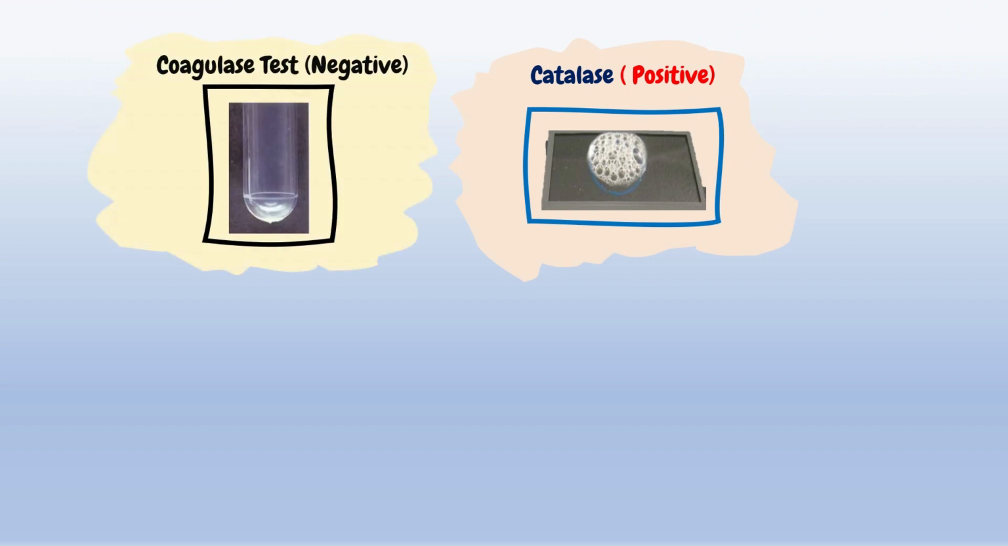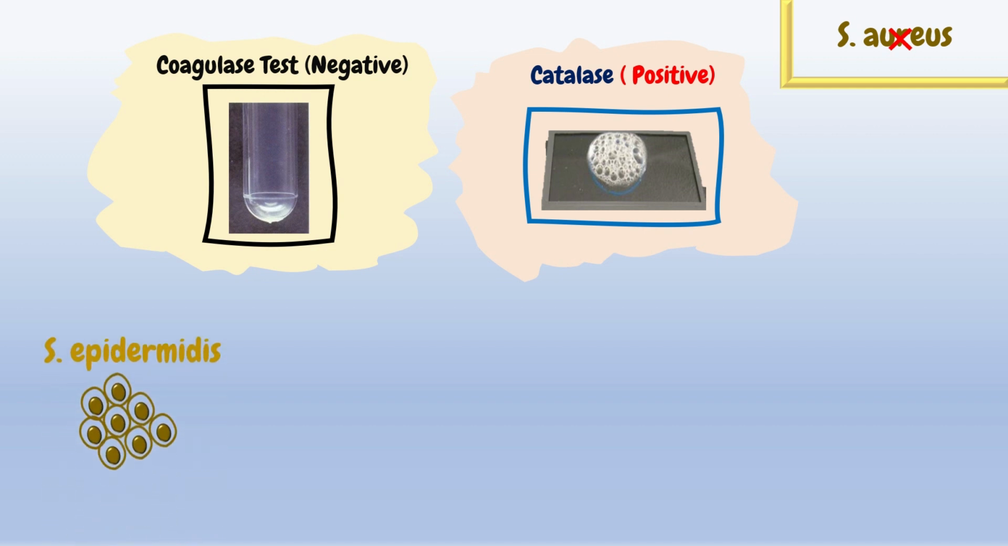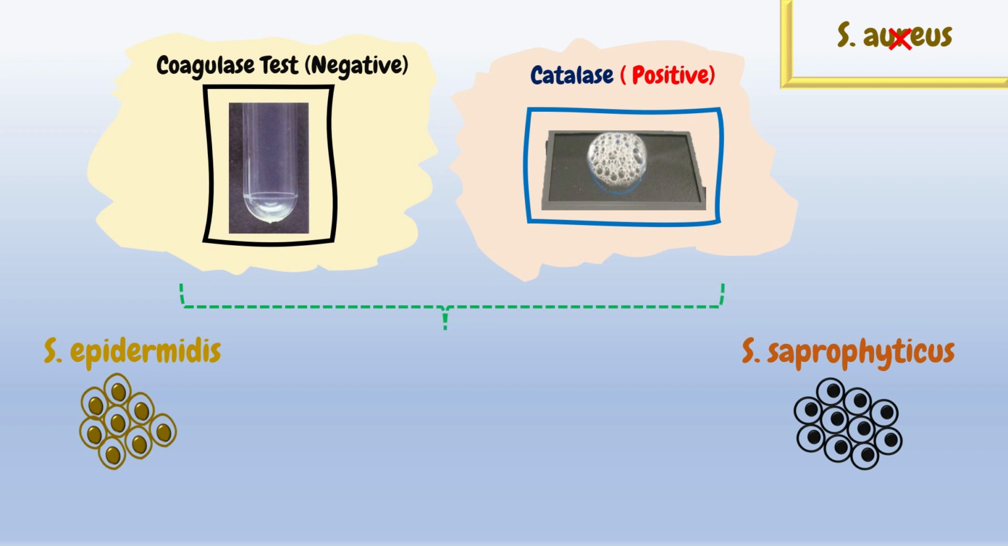Wait, hold on, let me ask you another question. What if the organism was catalase positive but coagulase negative? Obviously, it must not be Staphylococcus aureus. But then which organism should it be? Recall the remaining two species of Staphylococcus, and those were Staphylococcus epidermidis and Staphylococcus saprophyticus. Both are catalase positive, but coagulase negative. These are two species of Staphylococcus.